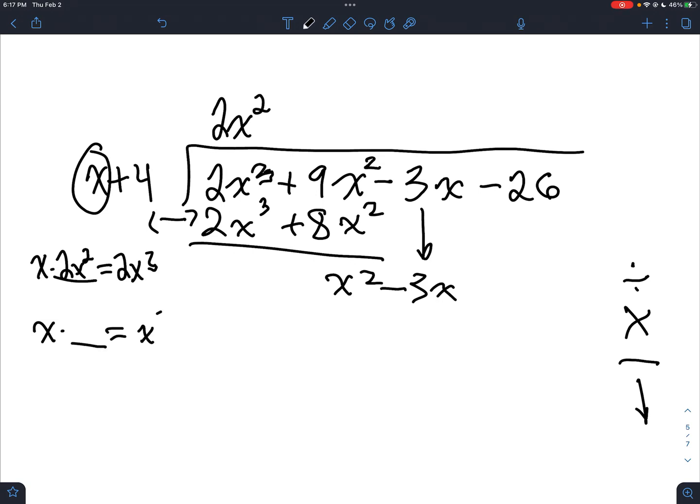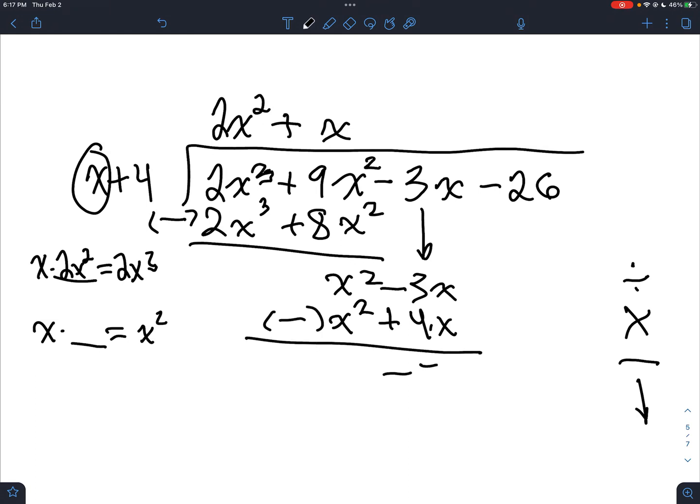X times what is x squared? Well, x. So we multiply, which will actually get us down to negative 7x. Bring down.